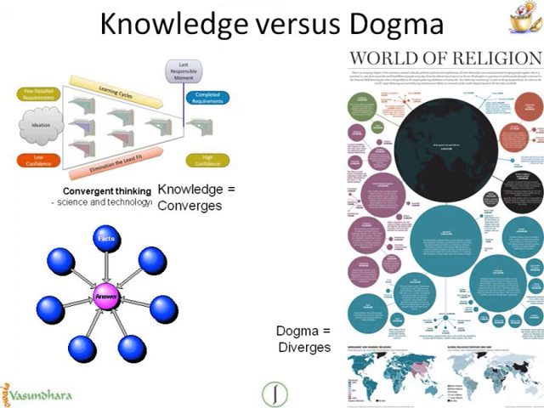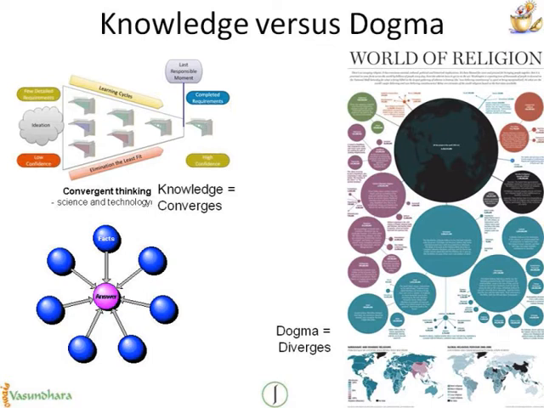Knowledge converges, dogma diverges. So, whether it's science or technology or any other kind of knowledge system, you try and arrive at one specific thing at which all can agree. And why do all agree at that point? Because there is sufficient evidence to agree on that. And pending the discovery of such existence, you might have differences, but over a period of time, they are ironed out through evidence. So, knowledge converges.